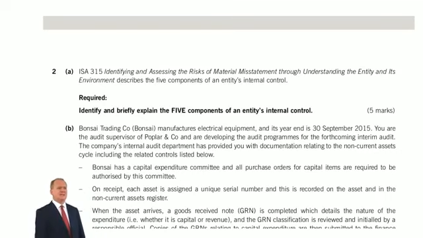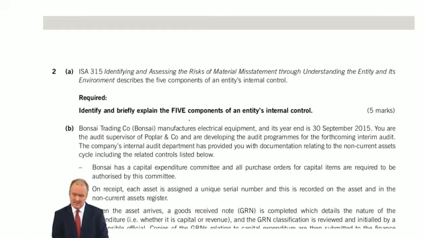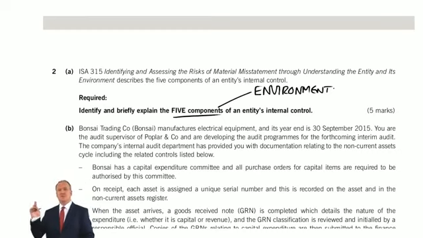And 2 part A says identify and briefly explain the 5 components of an entity's internal control. It's only worth 5 marks, so it's 1 mark per component. You'll get half for identifying and half for explaining. So the 5 components, as mentioned earlier, you'd need to talk about control environment, often referred to as the tone at the top, the attitudes, awareness and actions by management and how they pass those down through their staff.